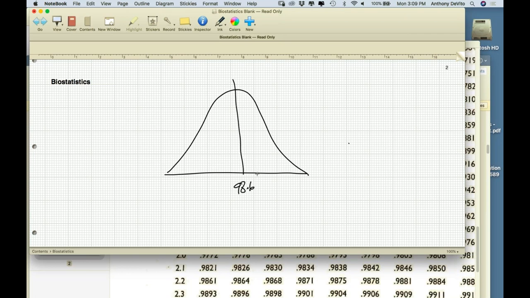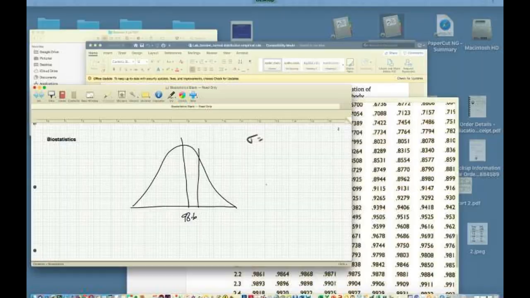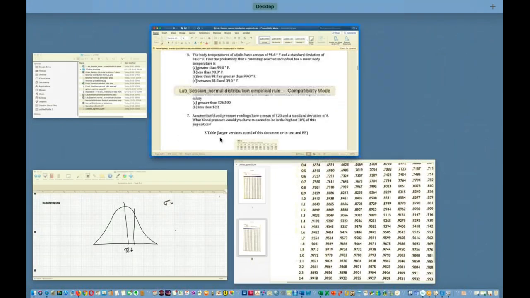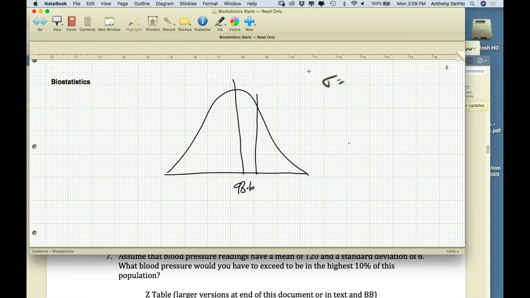The mean is 98.6, and I want to know the probability that, and what did I say the standard deviation was? Anybody remember? Here it is, 0.6. I want to know the probability that we would randomly select an individual from the population and his temperature would be greater than 99 degrees.